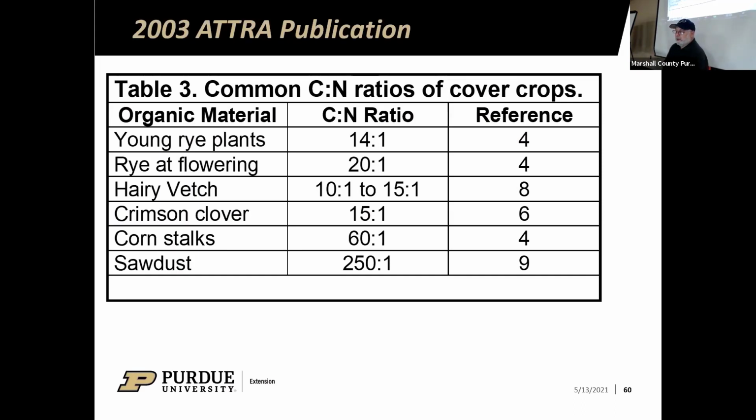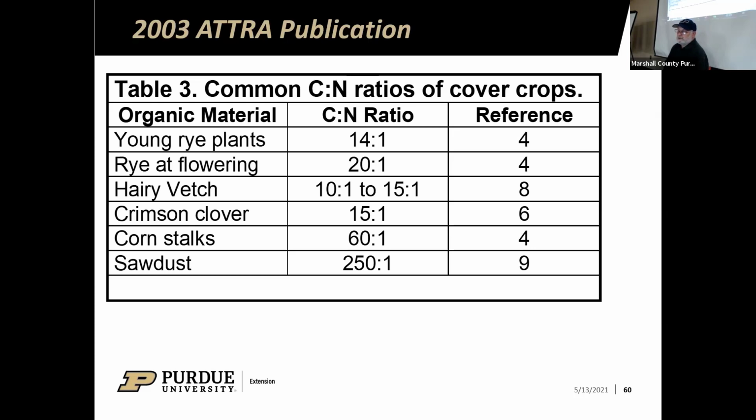Again, this is just showing carbon and nitrogen ratio in different types of cover crops, which is tied to how rapidly they will be releasing nutrients back after you terminate them. So you can see a young rye plant is fairly high. Legumes are fairly high in nitrogen to carbon, low in carbon to nitrogen. It's another way to say it.